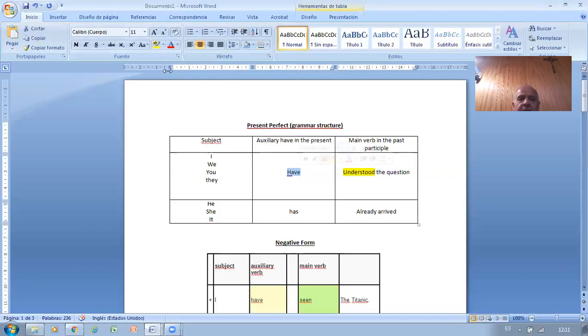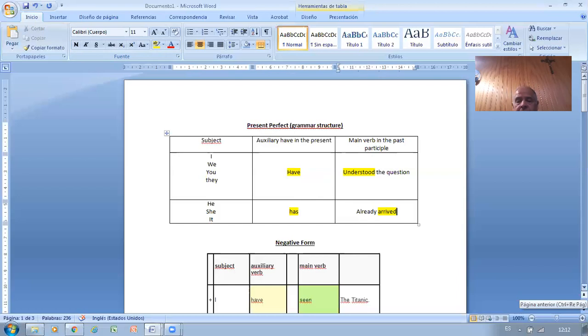So, have understood. And when it is third person singular, in here you use has. He or she or it has already arrived. Has for the third person singular, arrived. So that is the structure of the present perfect. I, we, you, they have plus the past participle. He, she, it has plus the past participle. Sorry. Okay, that is the structure.